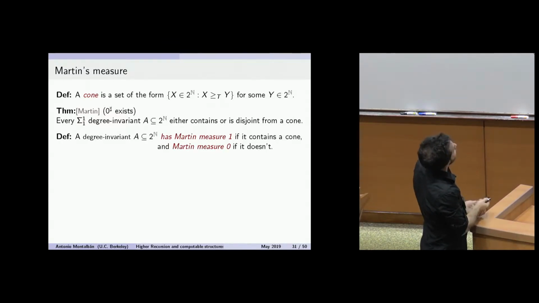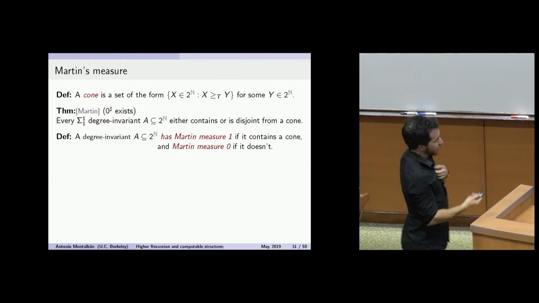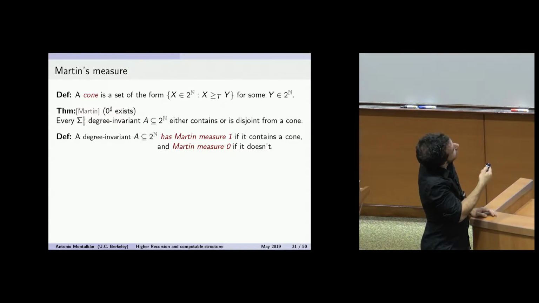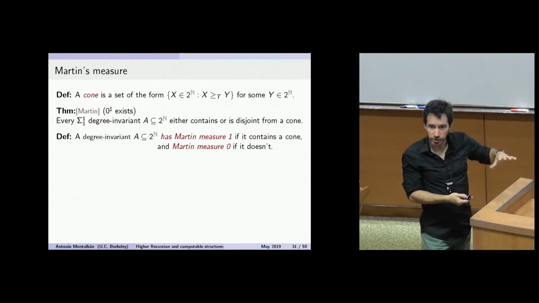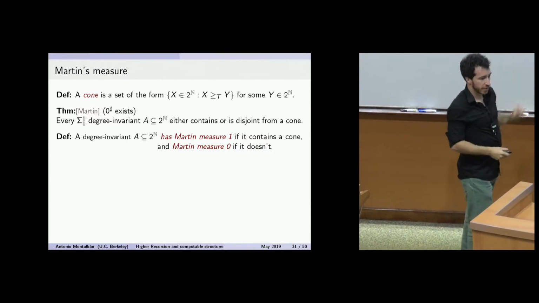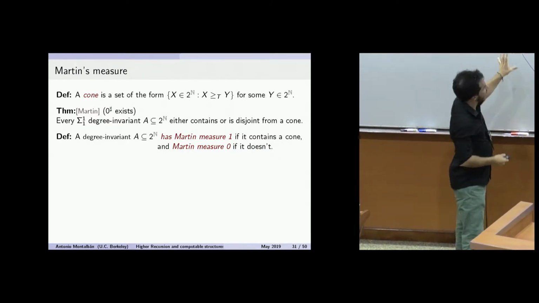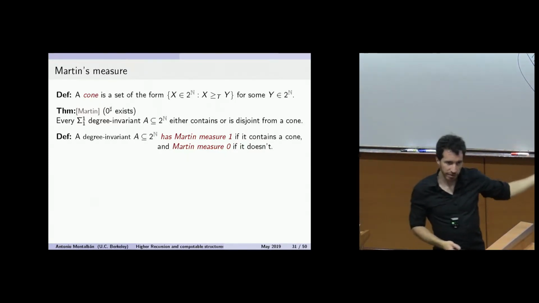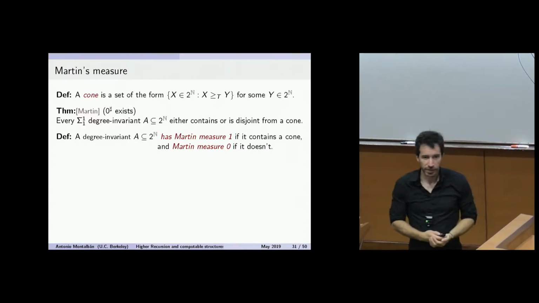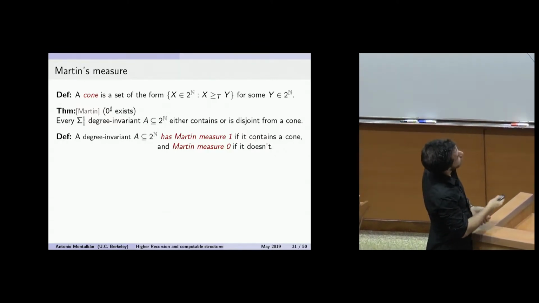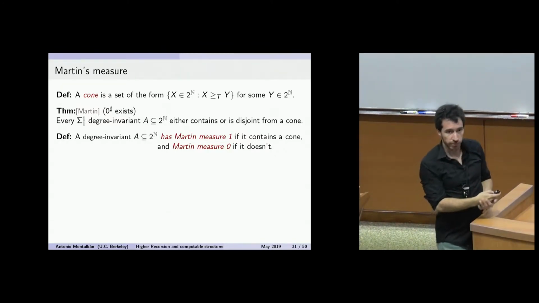So you can use that to define this intuition: a measure on the degree invariant sets, where you say that a set has measure 1 if it contains a cone and has measure 0 if it's disjoint from a cone. So a set is large if it contains a cone, and it's small if it's disjoint from a cone. And that measure is a sigma additive measure, an actual, nice measure in that sense. A countable union of things of measure 0 is measure 0, and countable intersections of things of measure 1 is measure 1.